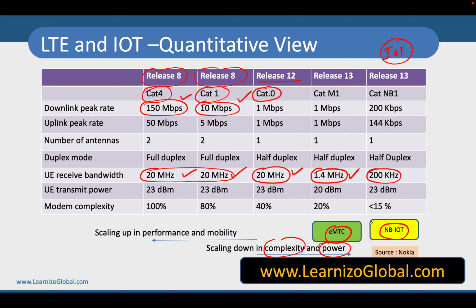If you look at this, eMTC can support data rates of 1 Mbps downlink and uplink. The category of the handset is referred to as Cat M1. In case of NBIoT, the UE can operate at a bandwidth of 200 kilohertz and downlink peak data rates can be as low as 200 kbps and uplink can be as low as 144 kbps. But if we look at these data rates, they are not drastically different. So how are they different? Let's try to understand the typical differences between eMTC and NBIoT.